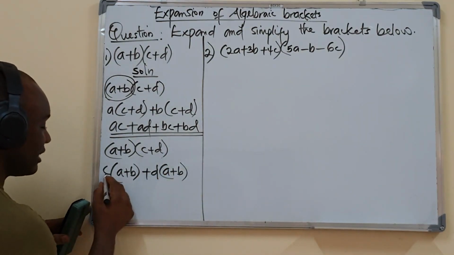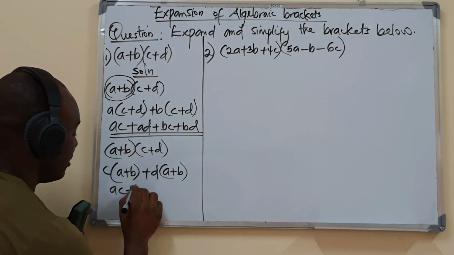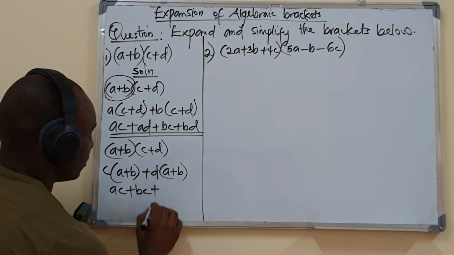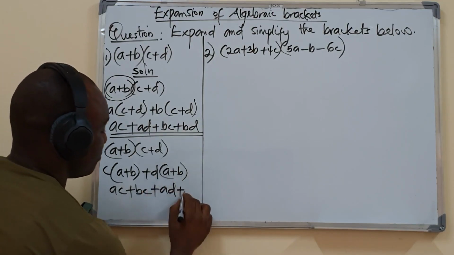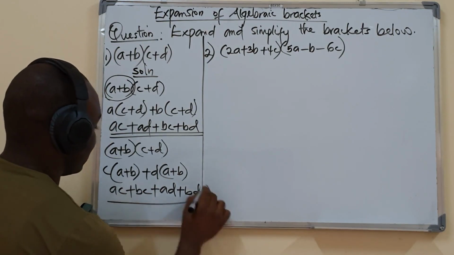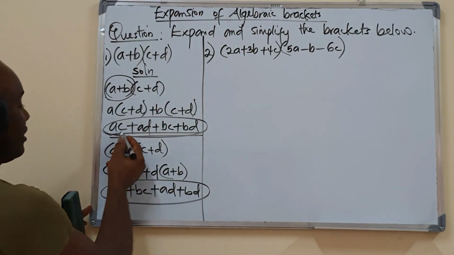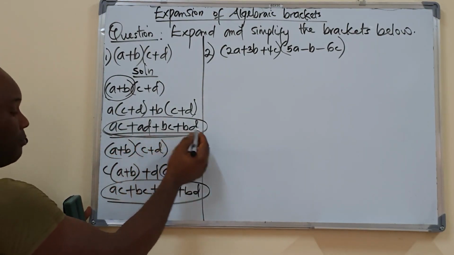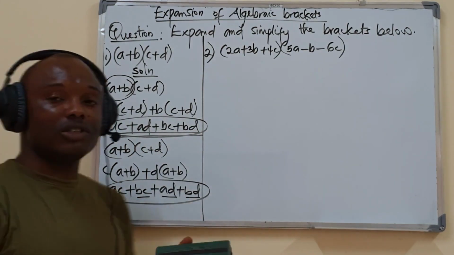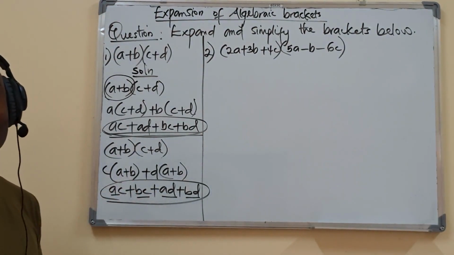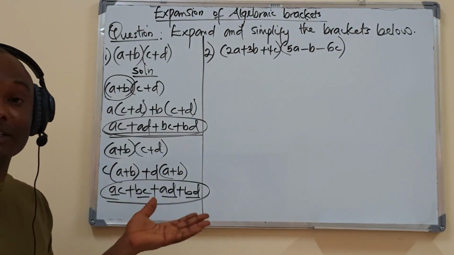So to do that, when c multiplies a, you arrive at ac, plus when c multiplies b, you arrive at bc, plus when d multiplies a, you arrive at ad, plus when d multiplies b, you arrive at bd. Now take a look at this answer we've got here and compare it to the very first answer we got. They are the same. ac plus ad plus bc plus bd. The position of a variable when added doesn't matter because addition is commutative. But the most important thing is, this is how to do expansion.